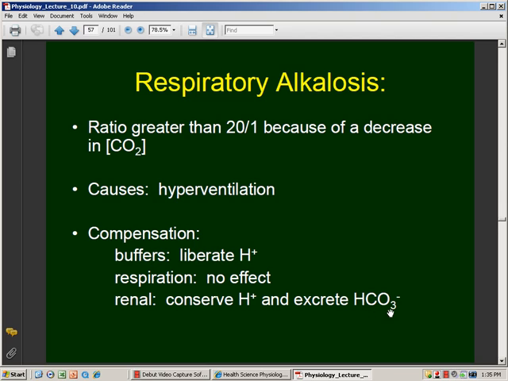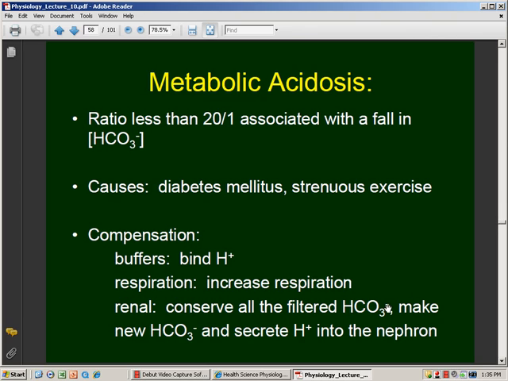All right. Next one's metabolic. So metabolic acidosis. What's to blame, CO2 or bicarbonate? Bicarbonate. Right. If it's CO2, remember it's always respiratory. So now it's bicarbonate. If it's acidosis, what happened to the ratio? Below 20 or above 20? It's below 20 to 1.